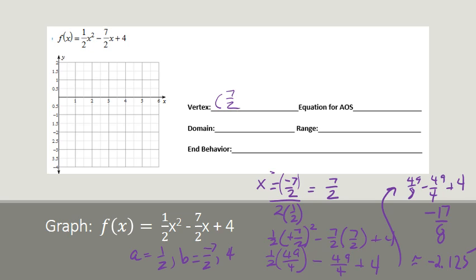So my vertex is going to be 7/2 and negative 17/8. My equation for my axis of symmetry is x equals 7/2. The y-intercept is 4. It's not on our graph. So if I graph, 7/2 is 3.5. And negative 17/8 is just a little bit less than negative 2. So right about there.